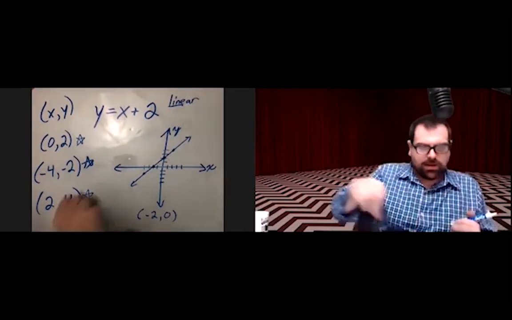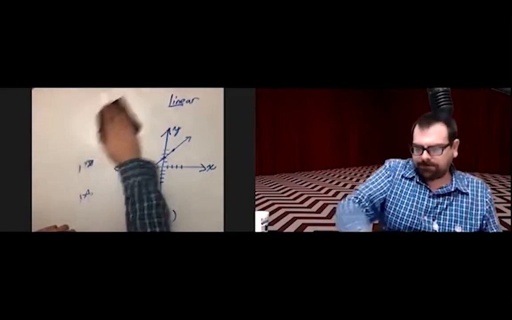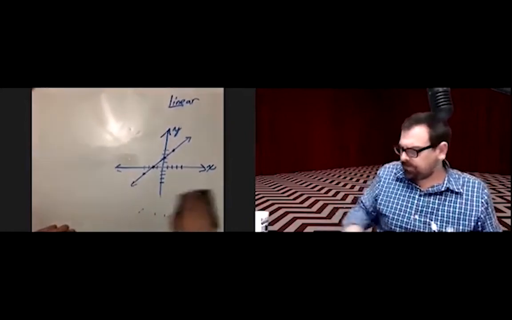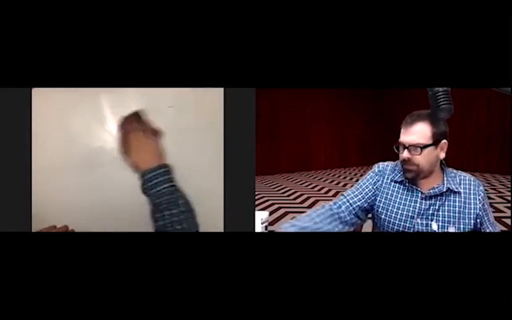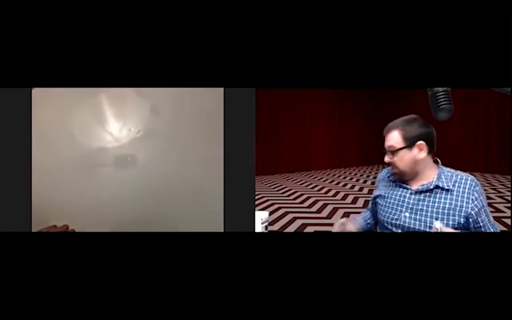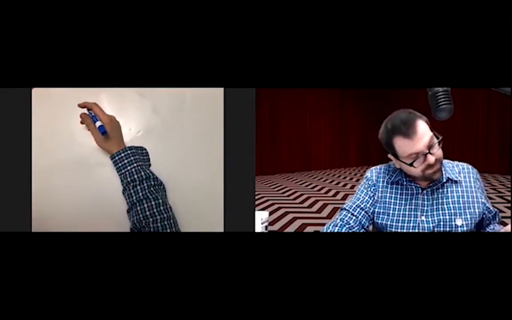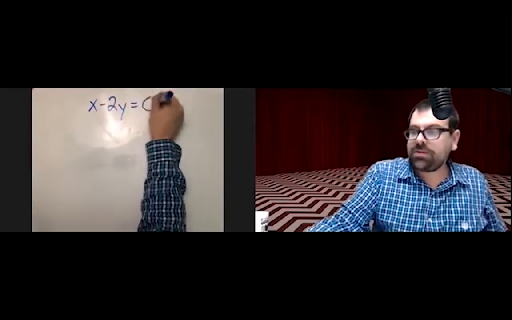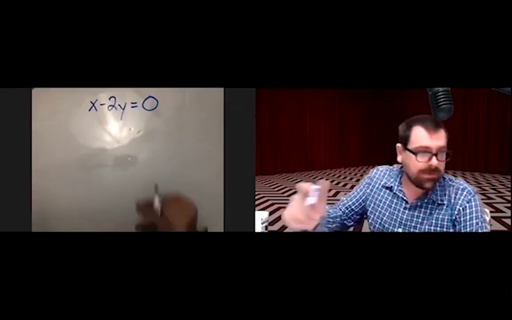So let's go ahead, graph another equation. By the way, that's kind of what we did there. We just graphed an equation. We graphed an equation by plotting points. Let's do the same thing with x minus 2y equals 0.